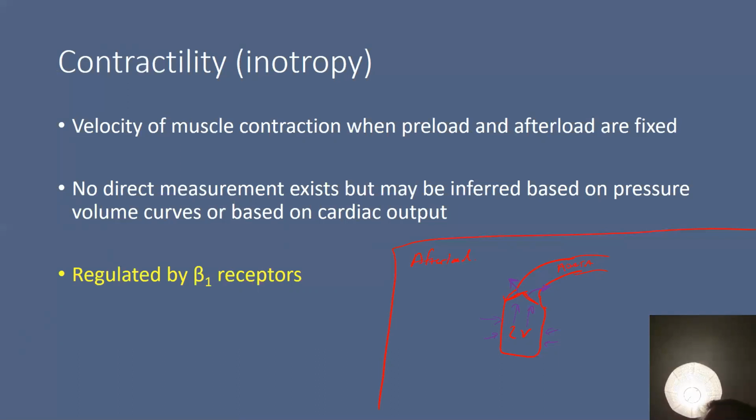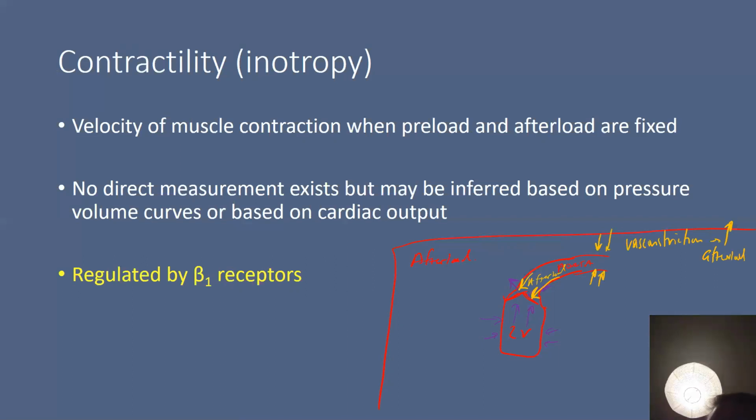So we call afterload the pressure that your left ventricle needs to pump against. Afterload is really the force that's pushing back to keep that valve closed, and your left ventricle has to overcome the afterload in order to pump that valve open. You can see that as your aorta constricts, it's going to increase the afterload. So vasoconstriction increases afterload.